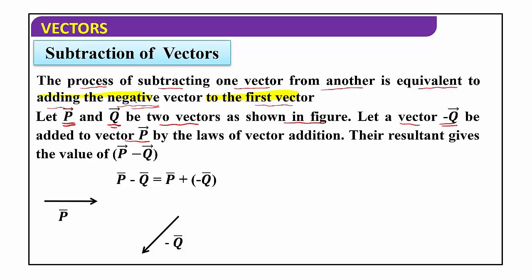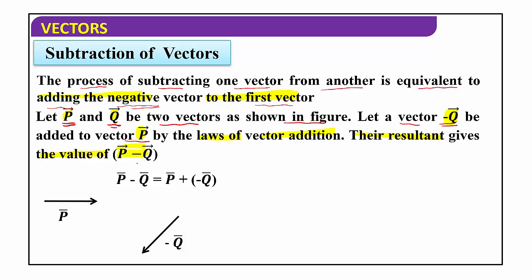Right? So here we considered two vectors, vector p and vector q. These two vectors are given here. In that two vectors, I am going to consider minus q. This is a negative vector. This negative vector is added to the first vector p. So here we are using laws of vector addition. We already studied three laws of vector addition. Here we are going to use the laws of vector addition to find subtraction of the vector. Their resultant gives the value of vector p minus vector q.